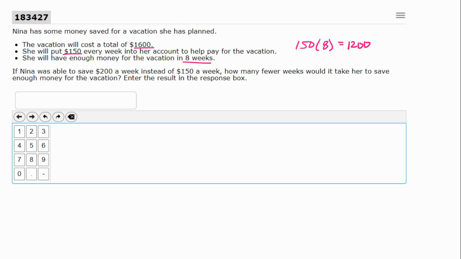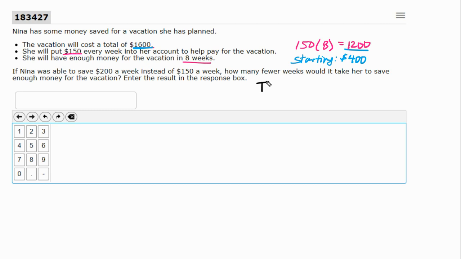So she's starting with some kind of dollar amount, and then she's adding that $150 per week. So I can see how much money she started out with by subtracting the 1,200 from 1,600. So she's starting with $400.